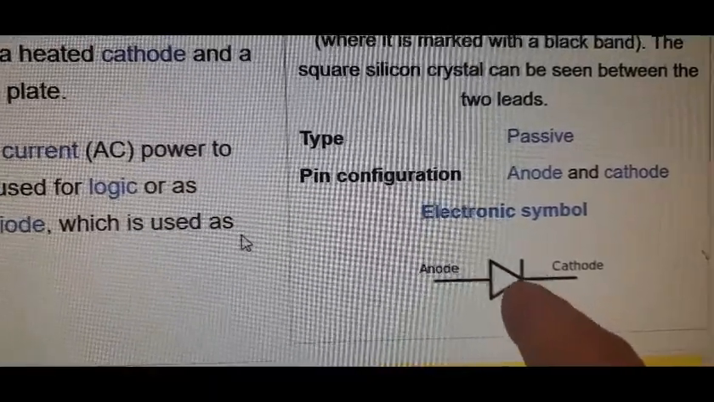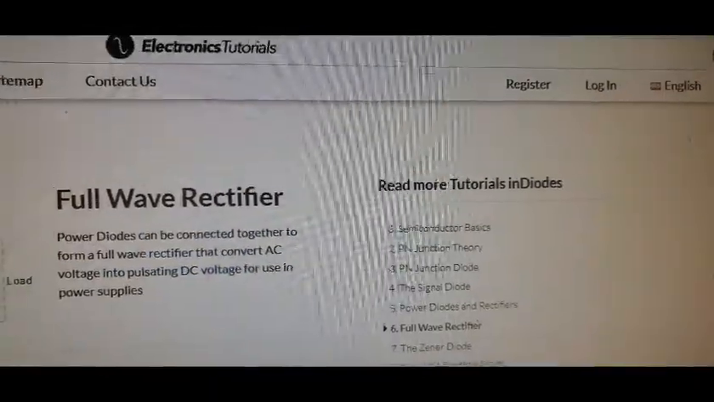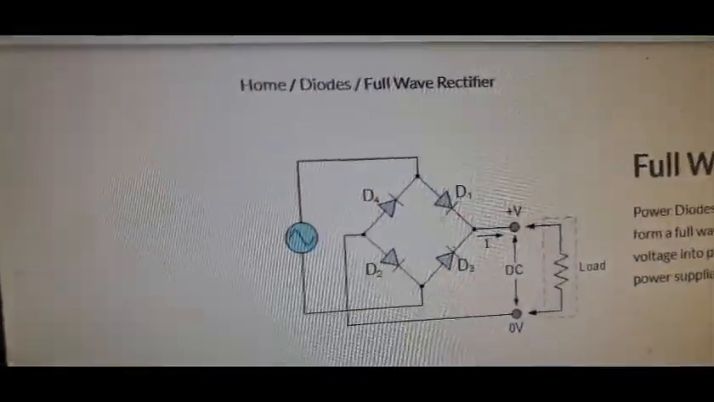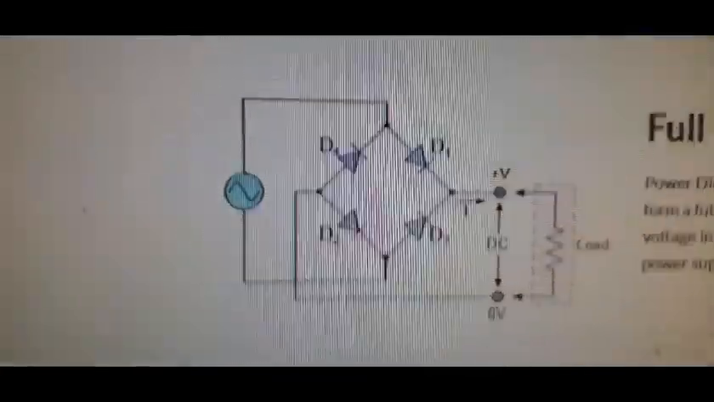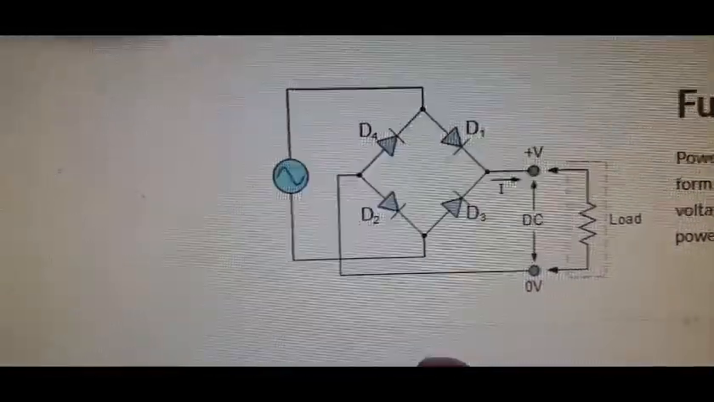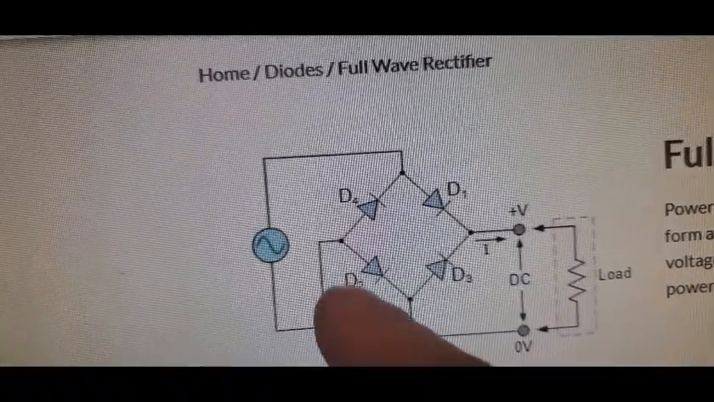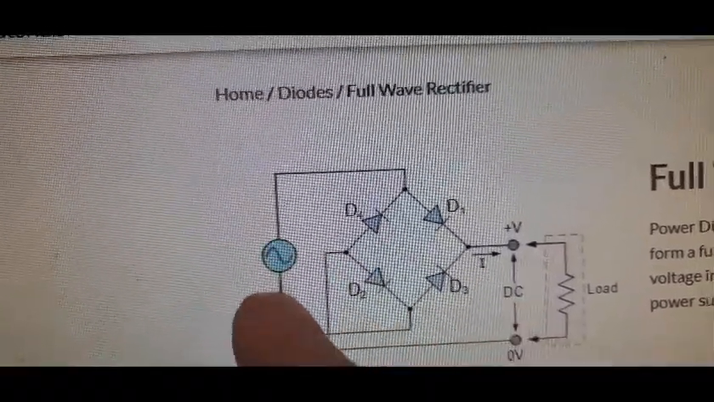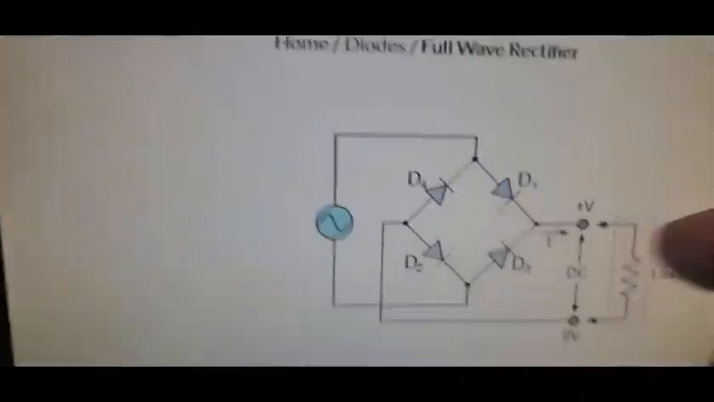Now there's a second way to do it, and it's called a full wave rectifier, and we'll talk about why it's called a full wave rectifier in a minute. Here on Electronics Tutorials is a picture of a full wave bridge rectifier. And so this is an alternating current source. So let's look at this thing in a little more depth.